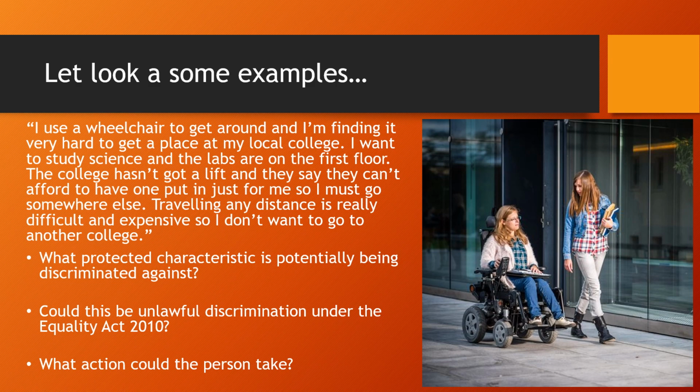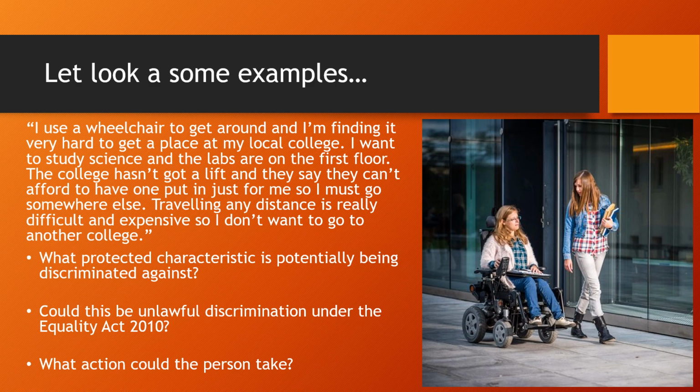Now, if we were to think about these questions, what is the protected characteristic being discriminated against? So in this case, it will come under disability. Is it or could it be unlawful to discriminate under the 2010 Equality Act? We know disability is a protected characteristic, so any discrimination based on disability would be unlawful. And the action the person could take could be to speak to the local educational authority. They could raise it with local councillors or council or MP.